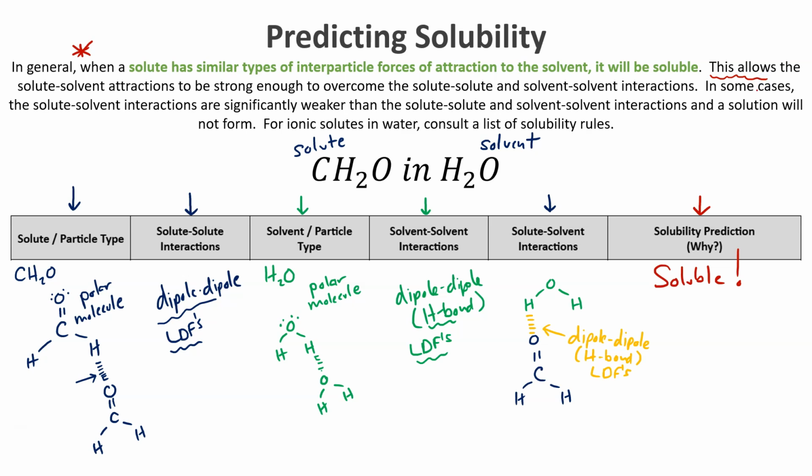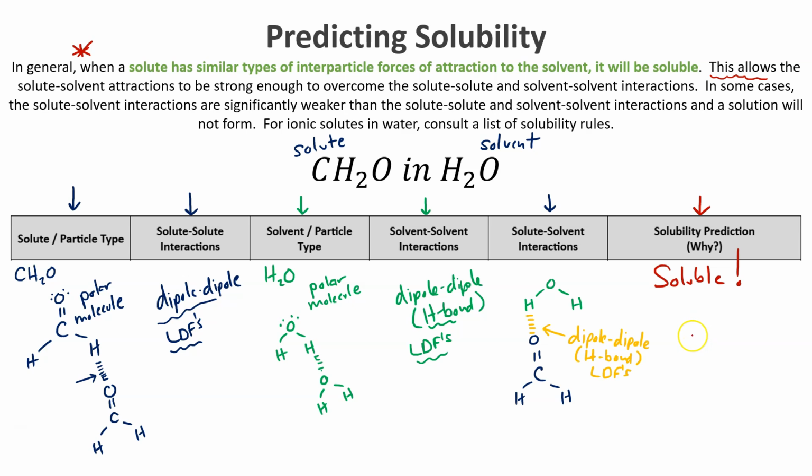This allows the solute-solvent attraction, so the ones we labeled in orange, to be strong enough to overcome the solute-solute. So these dipole-dipoles that held the CH2O molecules together, those are going to have to break apart a little bit when it dissolves, and these solute-solvent interactions are going to be strong enough to do that. It's also got to be strong enough to overcome the solvent-solvent interactions. So the hydrogen bonds between waters, those are going to have to break apart a little bit, and these new forces we're forming, the solute-solvents, are going to be strong enough to do that, and that's going to be how you would explain the why behind this.